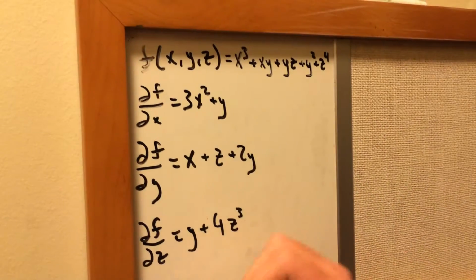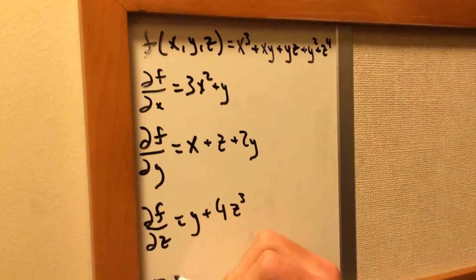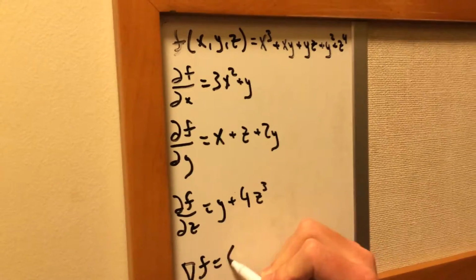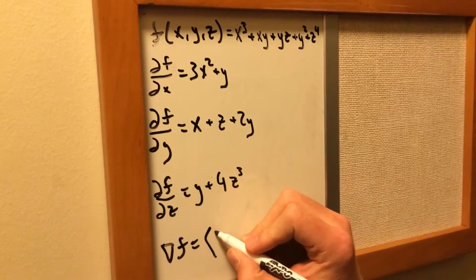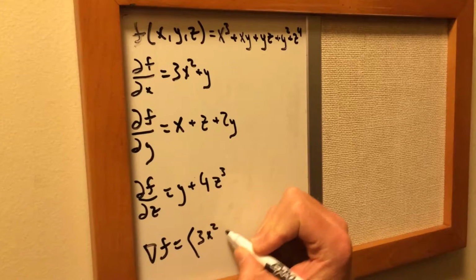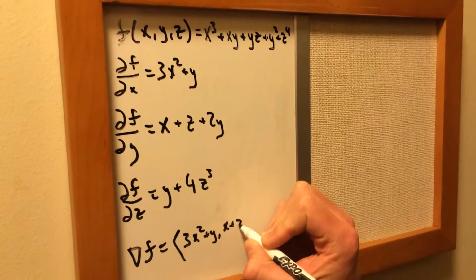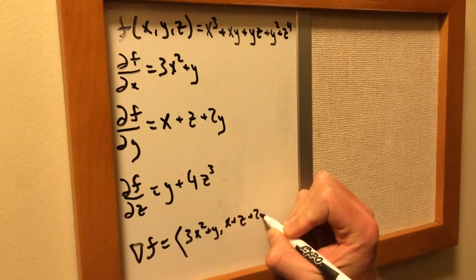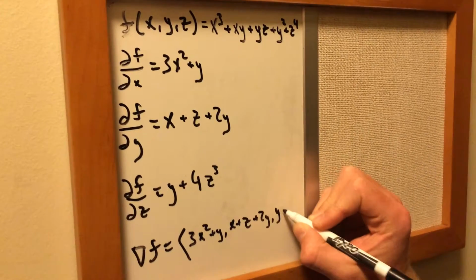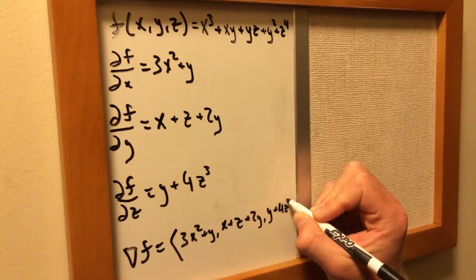This is going to result in the gradient, where we combine all of the partials. So that's just going to be 3x squared plus y, comma x plus z plus 2y, comma y plus 4z to the 3rd.